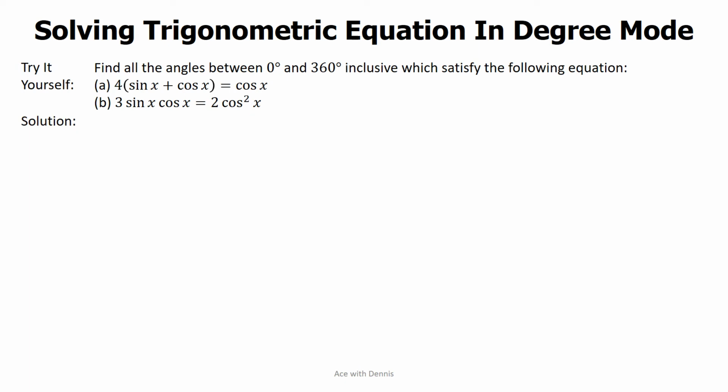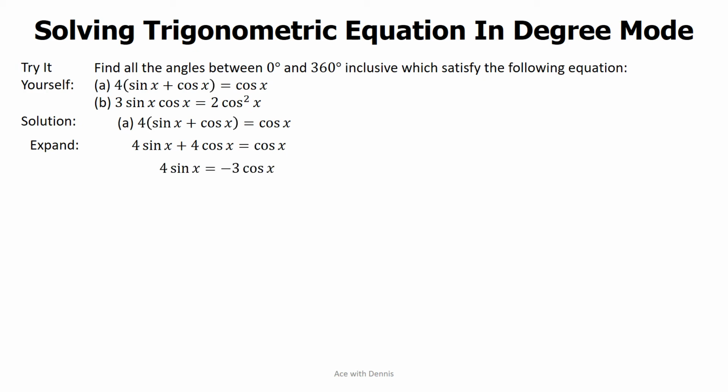Okay, now here's the solution. For A, the given equation is 4 bracket sine x plus cosine x equals cosine x. So what we can do is first expand the bracket, which will get 4 sine x plus 4 cosine x equals cosine x. Then I move the cosine x to the right hand side, right? We get 4 sine x equals negative 3 cosine x. Okay, then we isolate trigo at left hand side, constant at right hand side. So sine x over cosine x will equal negative 3 over 4. And we know sine x over cosine x is tangent x. So tangent x equals negative 3 over 4.